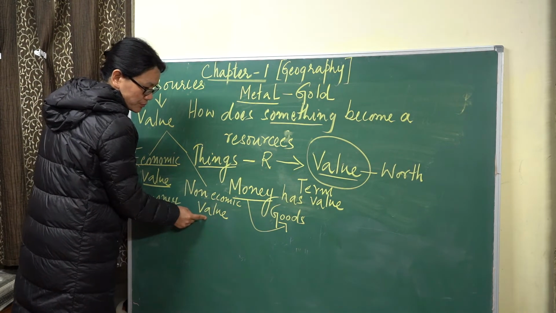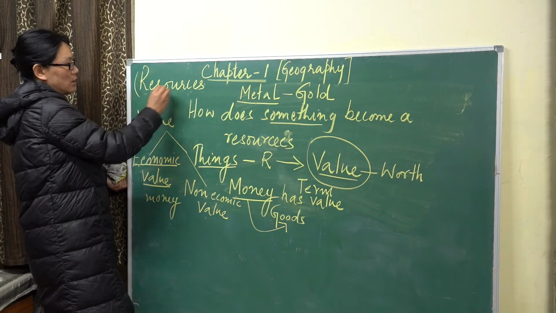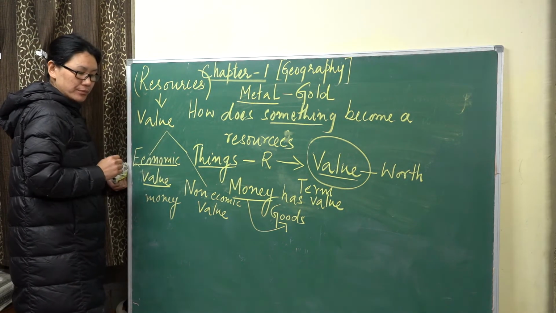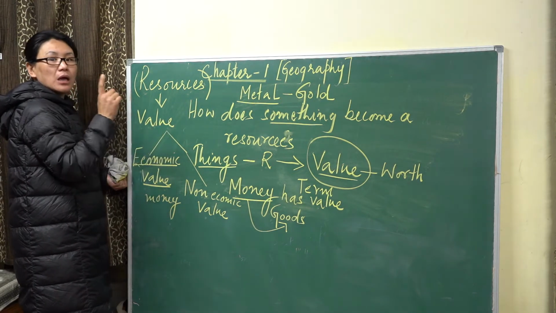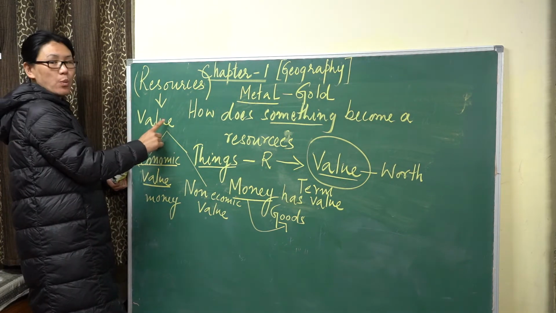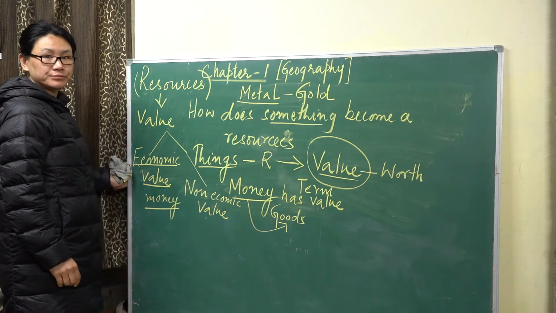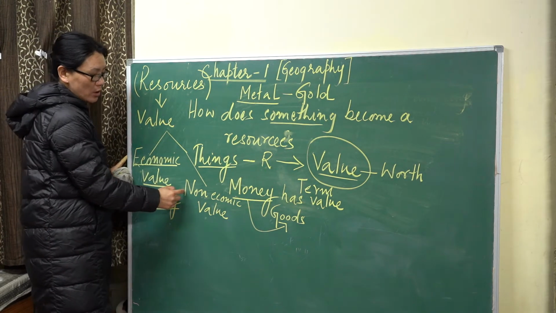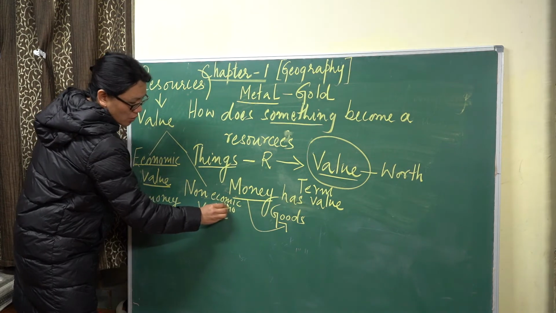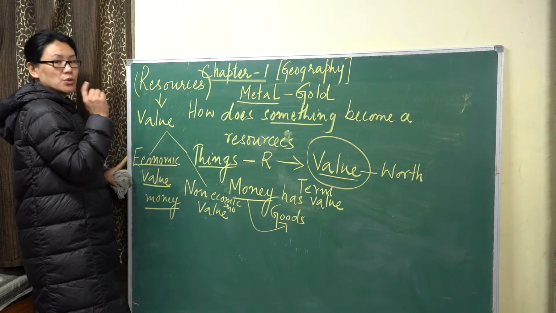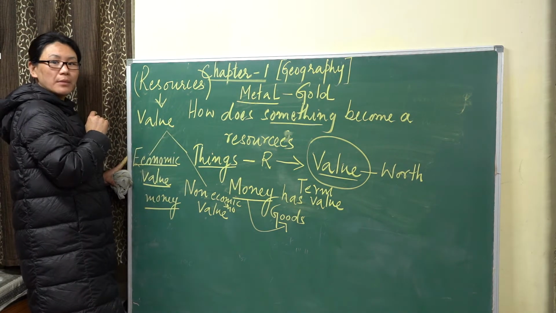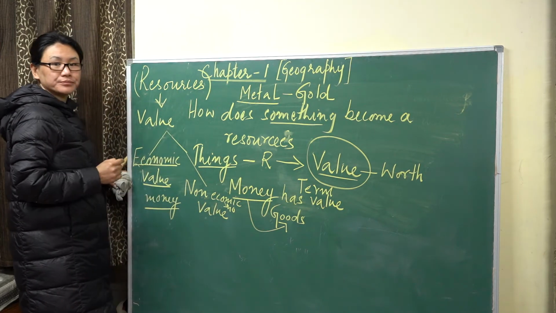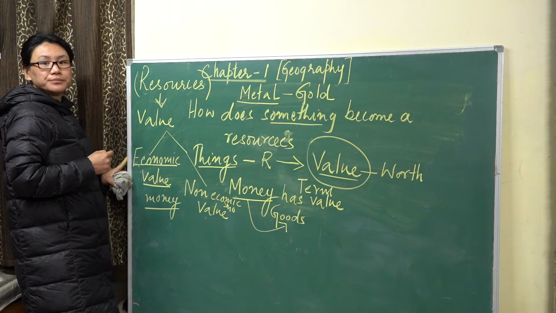Then we have non-economic value. Few resources have value, but we are not expressing their value in terms of money. Alright, so see here, there are a few resources which have no economic value, which means what? Such resources are valuable, but their value is not expressed in terms of money. This is called non-economic value.